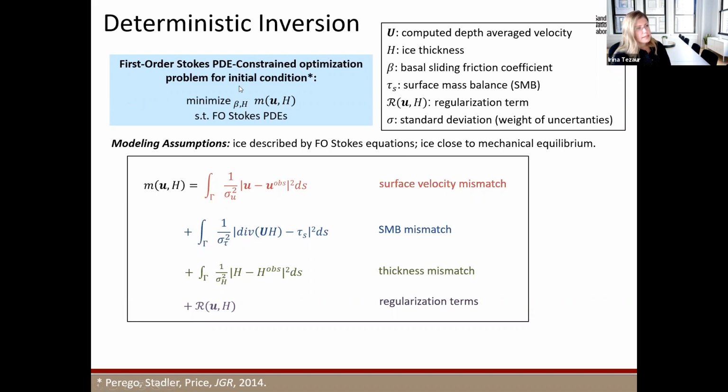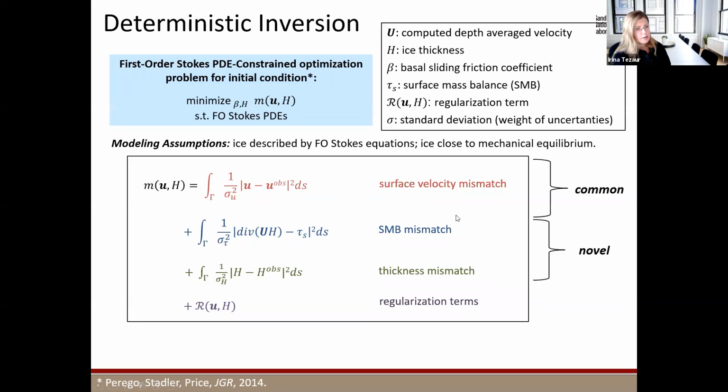We're going to minimize an objective functional M subject to the first order Stokes equations as the constraints. You're going to solve this for, for instance, basal friction and thickness. You could add other parameters too. And the mismatch has basically these terms that are trying to match your computed solution to the observations on the boundaries where you have the observations.